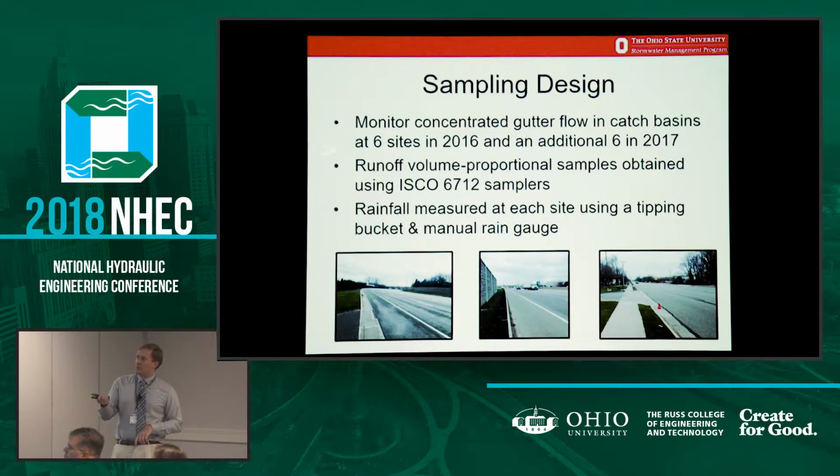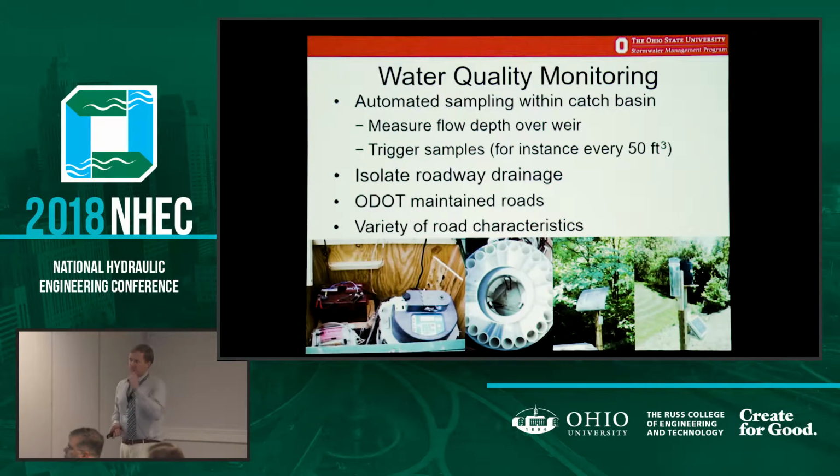We collected runoff proportional samples using ISCO samplers and measured rainfall at each site on a 1-minute interval. And you can see some of the sites here that we monitored. Some were in the city, some were in rural areas. We really tried to hit the gamut of different roads. We basically measured flow, as I'll show you in just a second, within each catch basin using a weir and a pressure transducer, and then triggered samples using the automated samplers I just talked about. We were very careful to isolate roadway drainage only, so we were not bringing on runoff from a Walmart that was adjacent. We were very careful to just make sure this was ODOT maintained right-of-way.